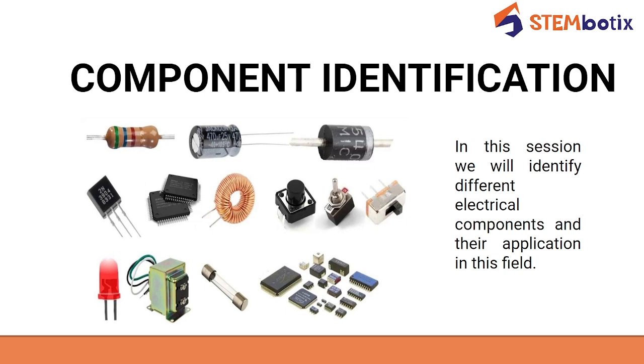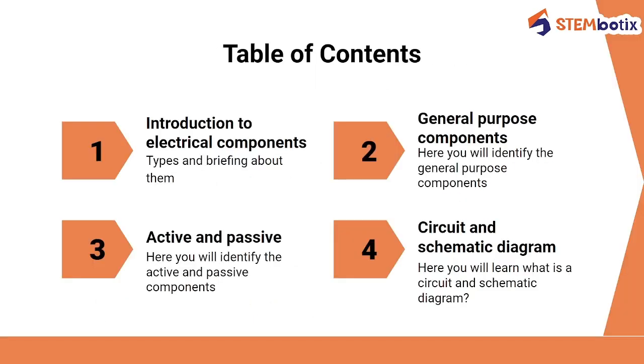Means in basic electronics we have seen that there are so many components like resistors, capacitors, battery, switches. So this kind of components are there. In this session we are going to identify which kind of material is which kind of element, how you can name it and how you can identify them. So, in this session, we will identify different electrical components and their applications in this field.